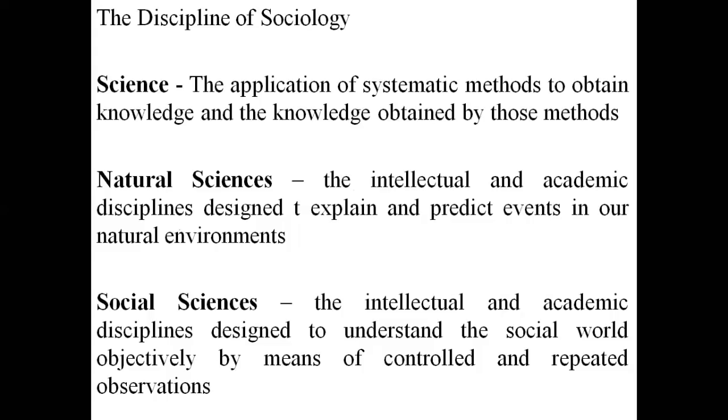Another concept we want to look at is natural sciences, the intellectual and academic discipline designed to explain and predict events in our natural environment. Some proponents of this view say we can put sociology under natural sciences, but the founding fathers disagree with this view. So let's quickly look at the definition of social sciences. It's an intellectual and academic discipline designed to understand the social world objectively by means of controlled and repeated observation. And that's what sociology does. It observes what is happening in society by means of controlled and repeated observation. So we'll be moving on now to levels of analysis in sociology.